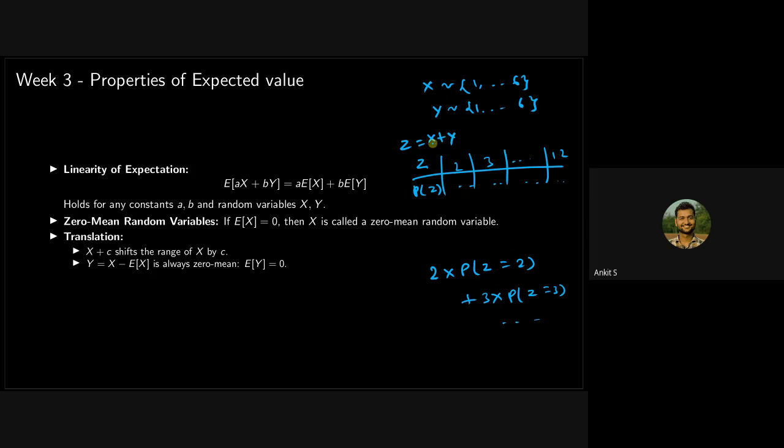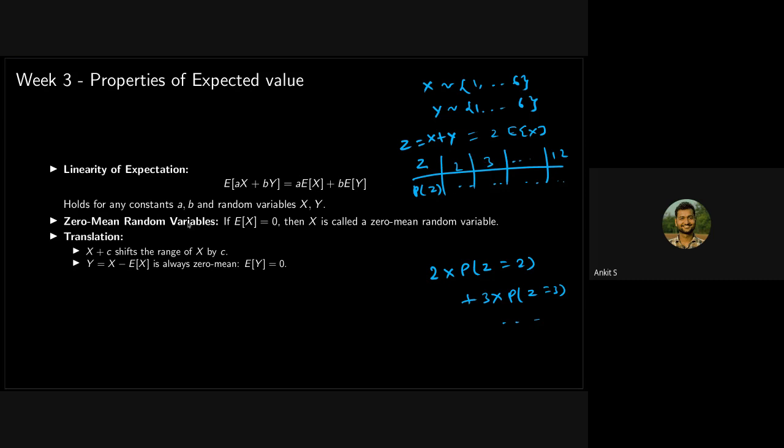So for calculating the expected value of x, what do you need to know? Just the distribution of x, just the distribution of y. Since both of them are identical, both their expected values will also be the same. So it will just be 2 times the expected value of x. So this becomes very easy with the help of a property.